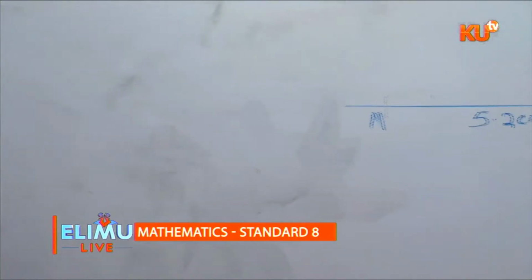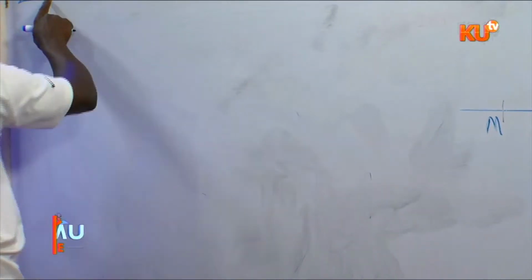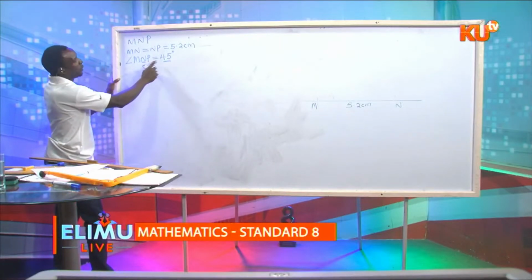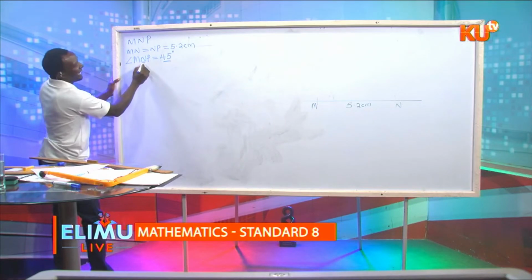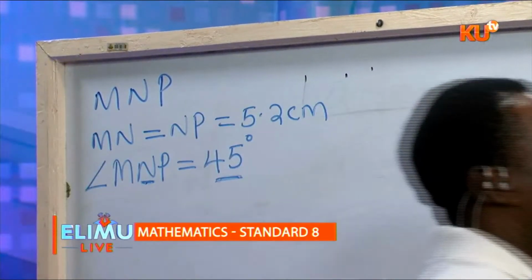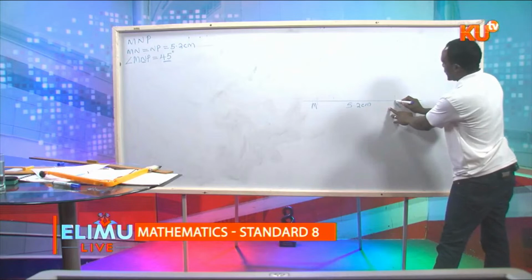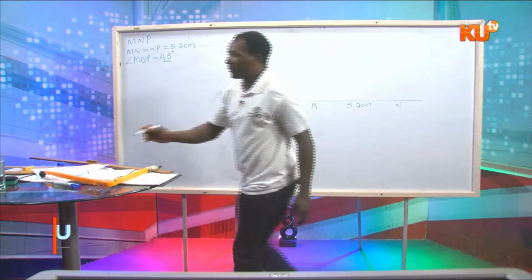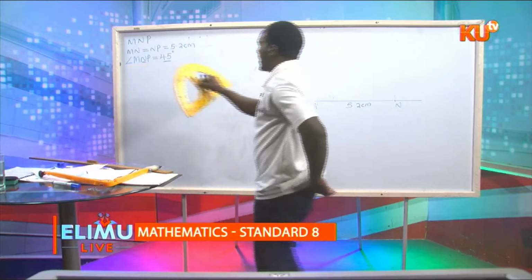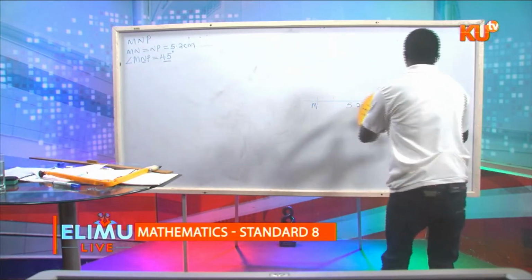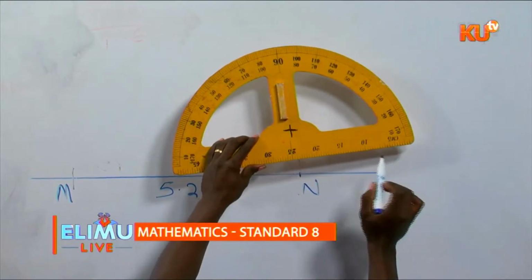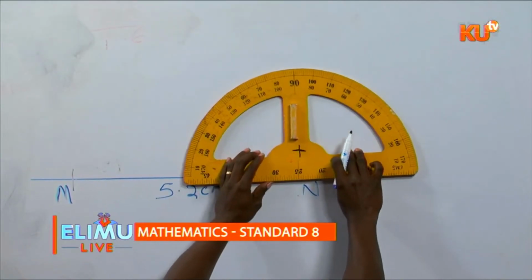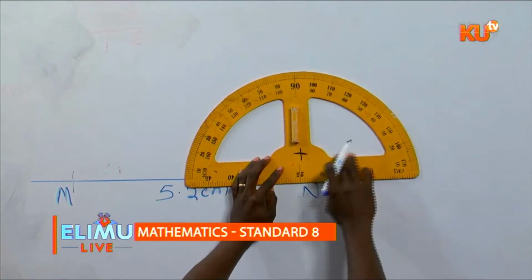Come to angle MNP, which is 45 degrees. Now we go where we have an N. It is on our far end here. So on this one is where we are going to place our protractor, the way I told you, where we have the cross. You come and place it there gently.